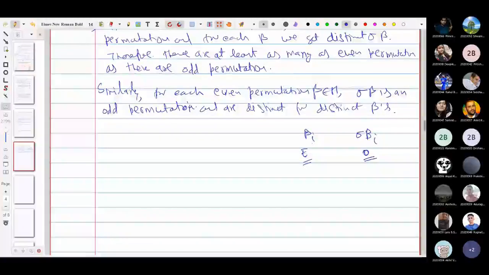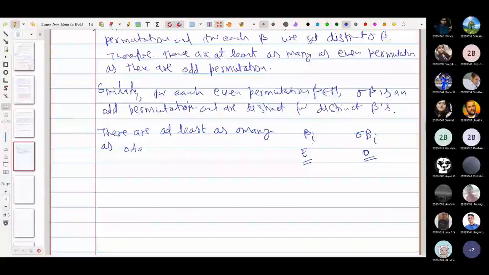Okay, so it means that there are at least as many odd permutations as there are even permutations.